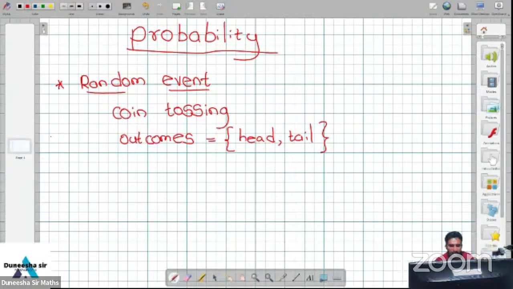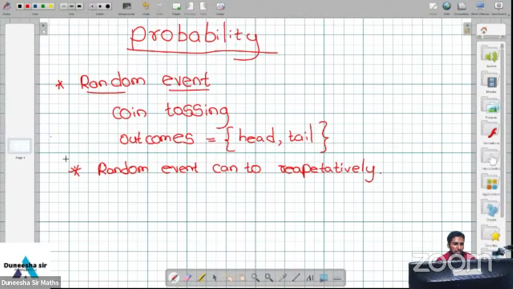Random event can be done repeatedly. Write down this first characteristic of random event. Outcomes. The outcomes are not certain.